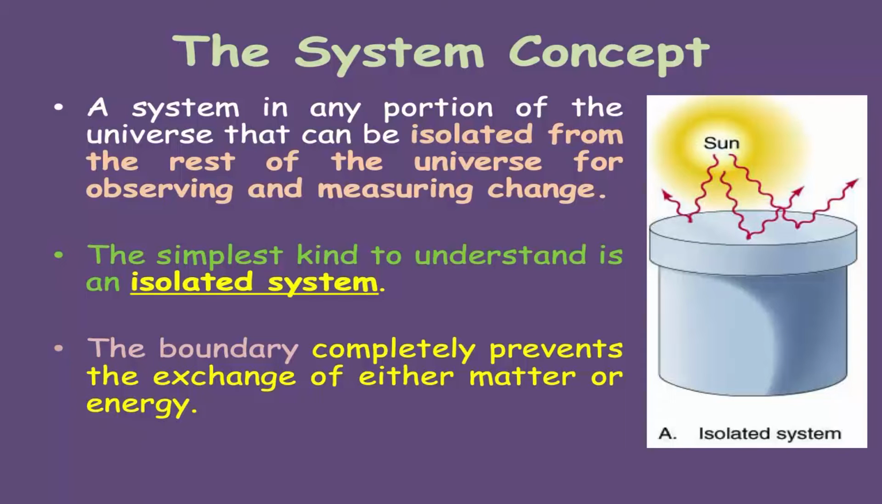If we talk about the closed system or the isolated system, let us take the isolated system first. The isolated system is a system in any portion of the universe that can be isolated from the rest of the universe, from observing and measuring changes. So basically we are talking about complete isolation, where the boundaries completely prevent the exchange of either matter or energy. Nothing is exchanged, either matter or energy. The boundaries completely prevent the exchange. So this type of system is termed an isolated system.